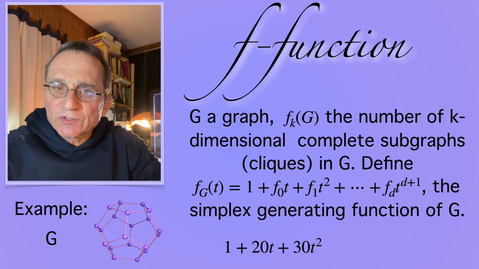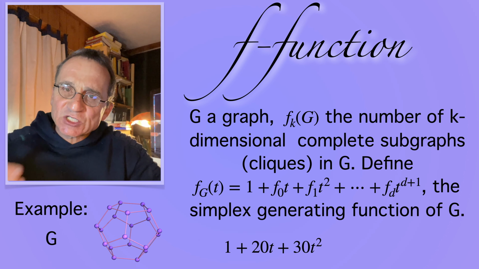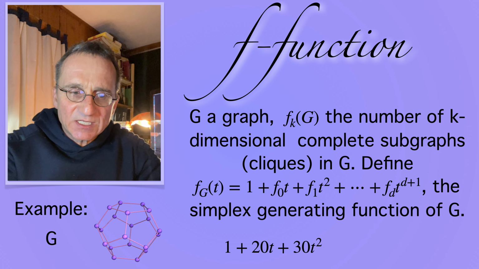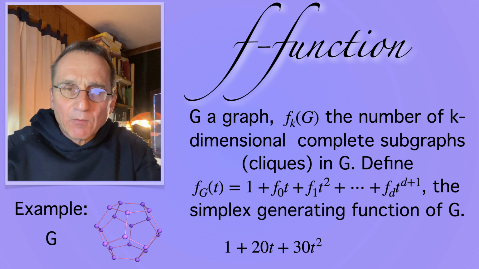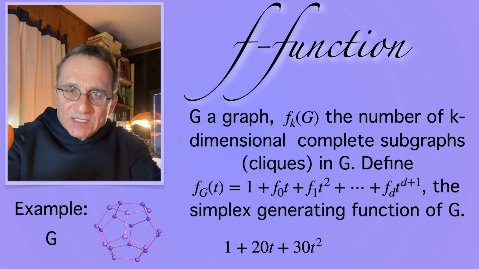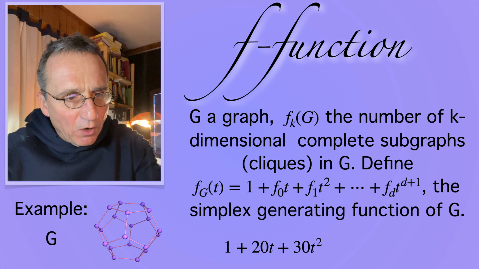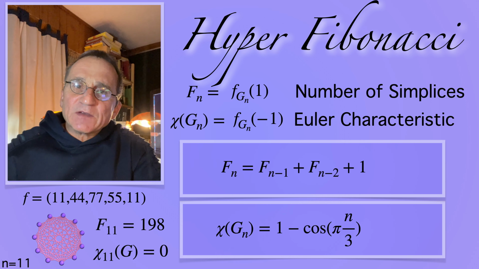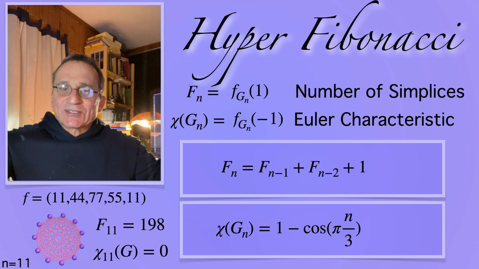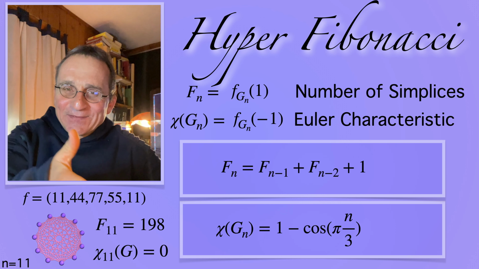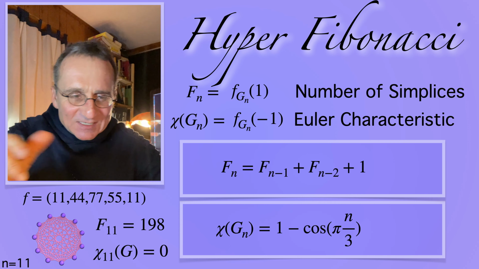So in the case of the dodecahedron graph, which we see here, which has 20 vertices and 30 edges, the function is 1 plus 20t plus 30t squared. What is nice about these functions is that they multiply under the join operation. And then we have the total number of simplices is just a hyper-Fibonacci sequence, which is very nice. It's the Fibonacci, but we always add 1, so that's called hyper-Fibonacci.